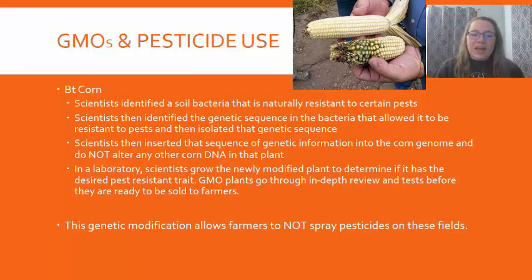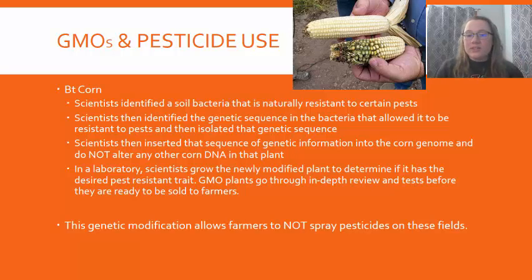And then in the lab, scientists grew that newly modified plant. They did a whole bunch of testing in test plots inside greenhouses under different conditions, trying to make sure that the yield is still high, it's still resistant to this pest, and there are no unintended consequences. All of this testing was done before it was sold to farmers to plant in their fields.